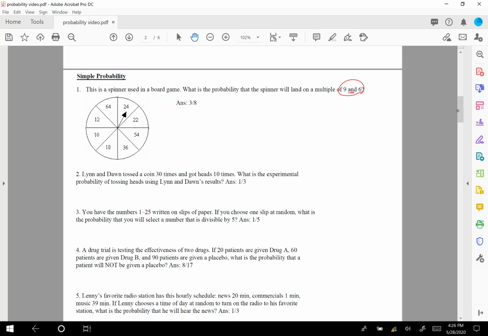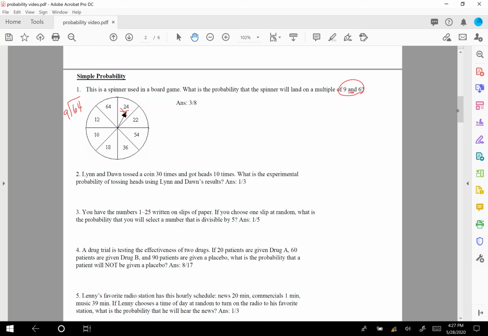So let's look at the first one here. Okay, 24. Well, 24, that's a multiple of 6, but can I multiply 9 by something to get 24? No. So I don't want 24. Okay. How about 64? Is it a multiple of 9? No. And how can I figure that out? Do 64 divided by 9.